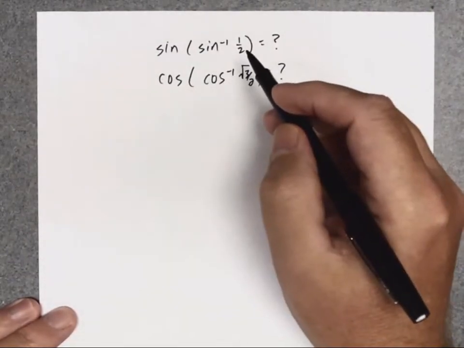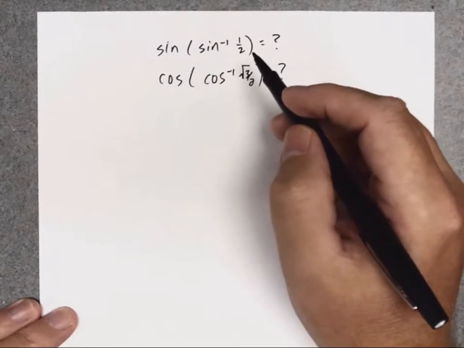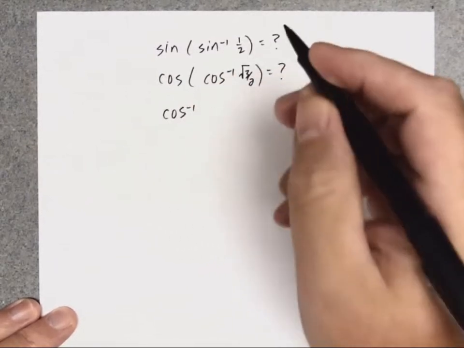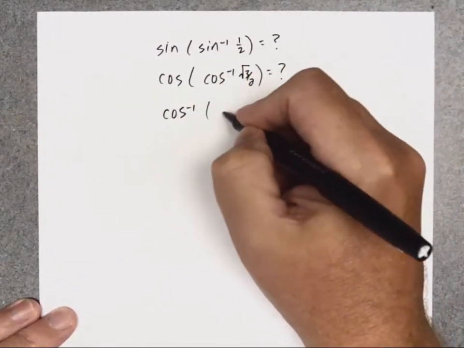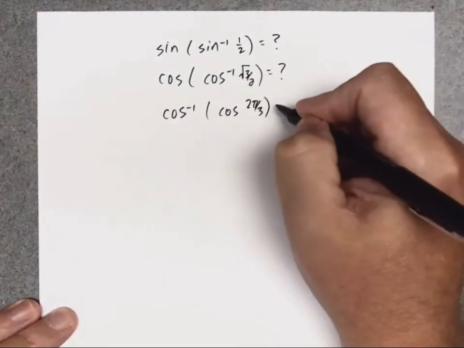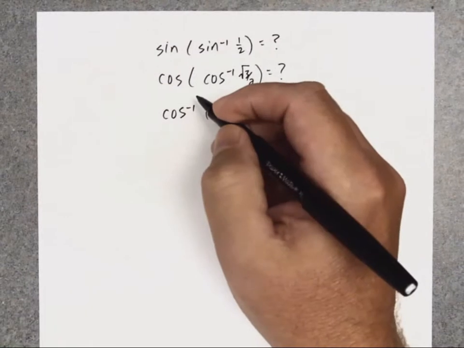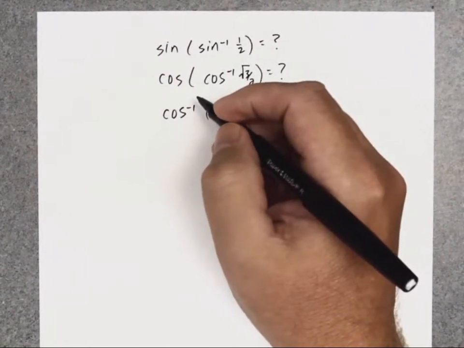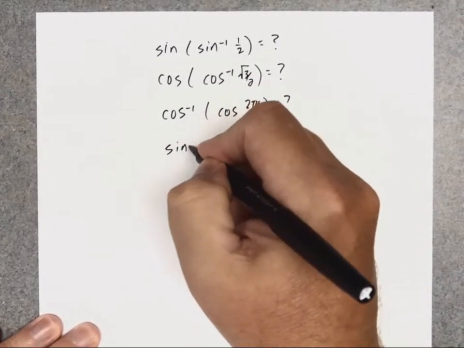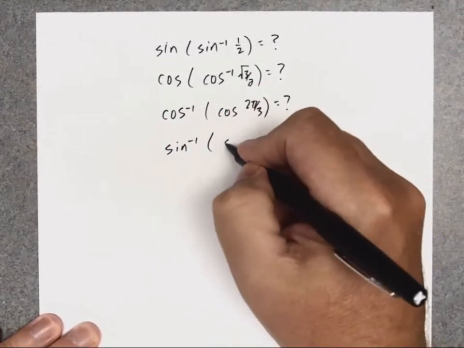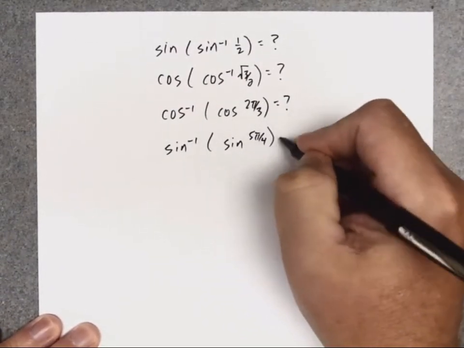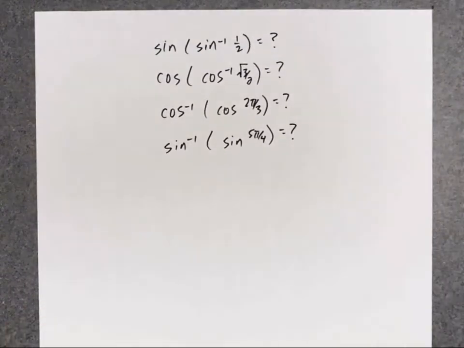But then sometimes they flip it around, and you can take the inverse cosine of the cosine of 2 pi over 3. Or you can have the inverse sine of the sine of 5 pi over 4.